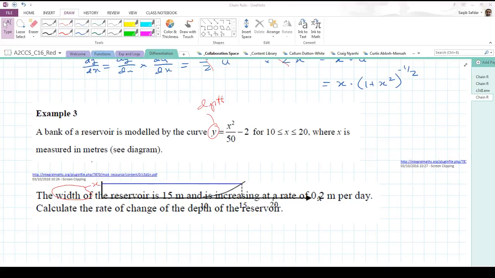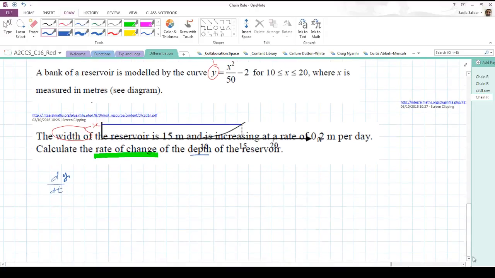So what they're asking for, the rate of change, always means something with respect to time. The rate of change always means that we're differentiating with respect to time, always. Okay, hence it's a rate. But we want the depth, so what we need here is a y. Agree? Alright. Can everyone just look up?